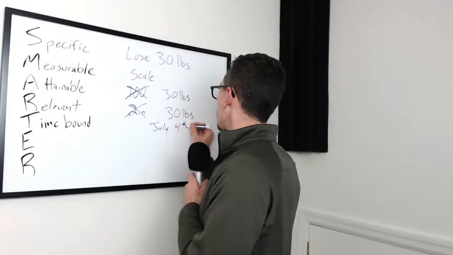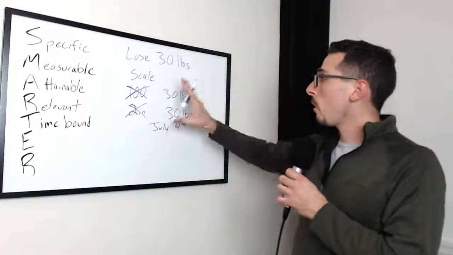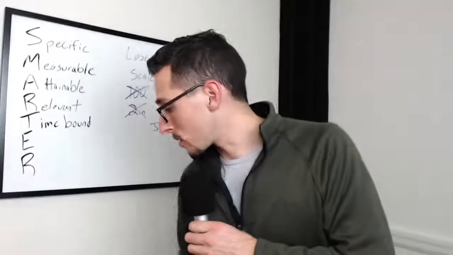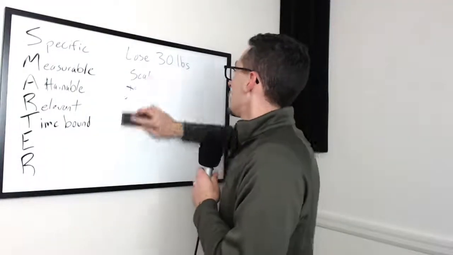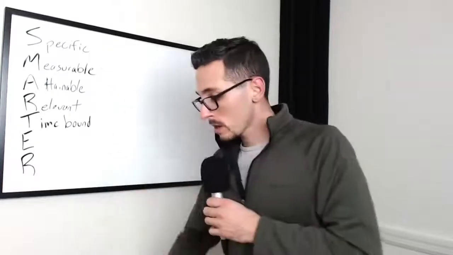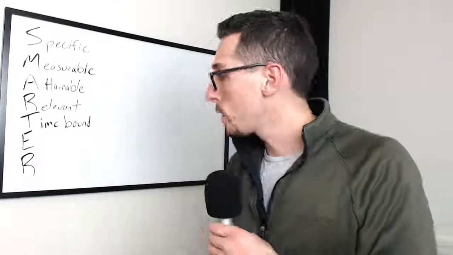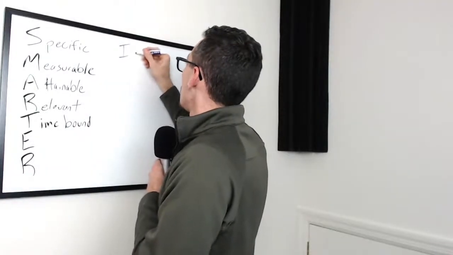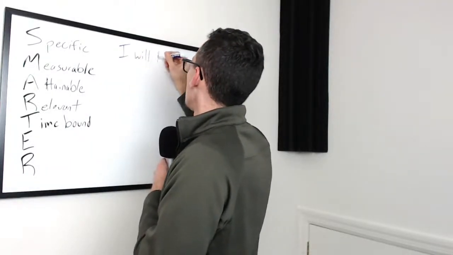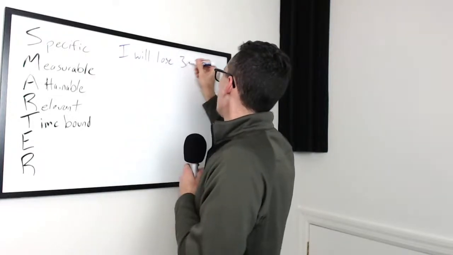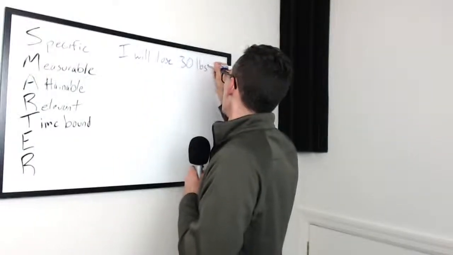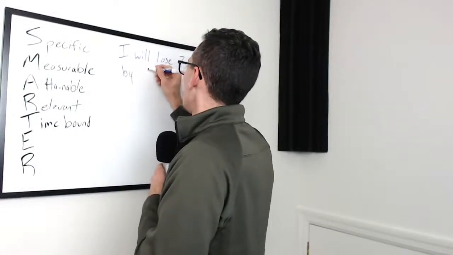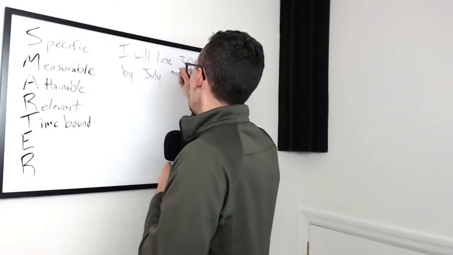Great. Okay, so far with this, what we have here is a sentence, and I'm going to write it out. So far we have: I will lose 30 pounds by July 4th.